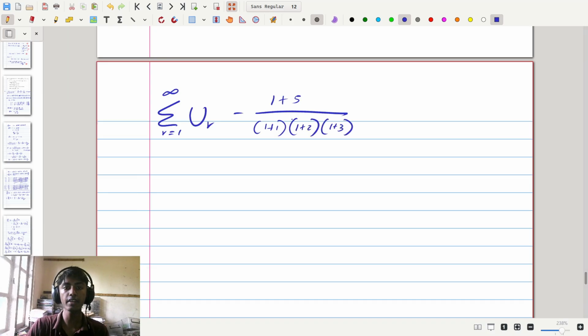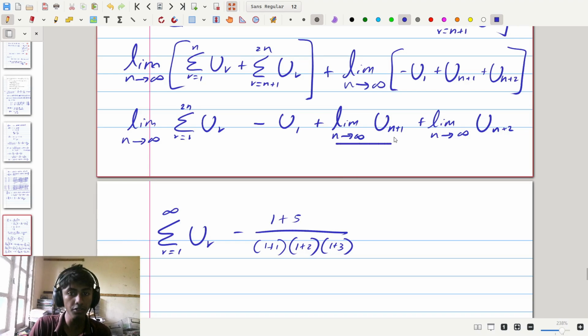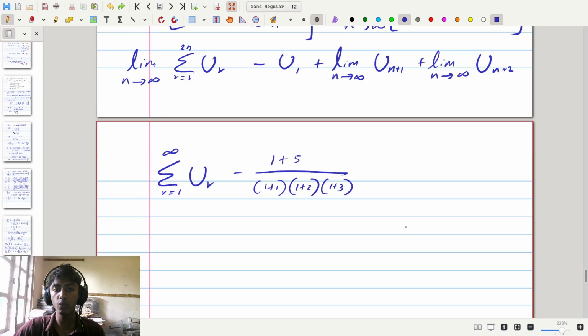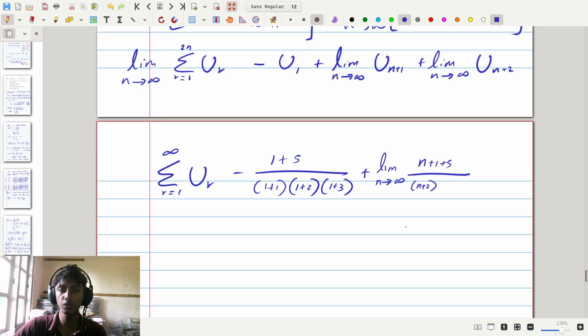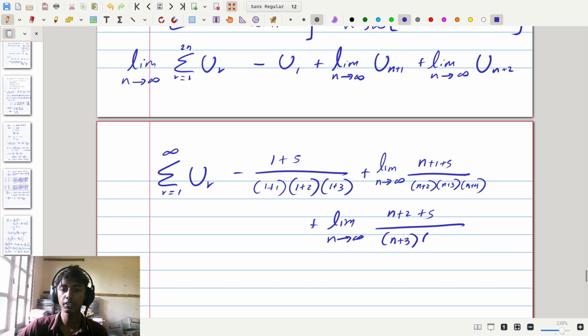Then we have the other terms, which are the limit as n approaches infinity of u of n plus 1. If you put n plus 1 in place of r, we're going to have n plus 1 plus 5 divided by n plus 2 times n plus 3 times n plus 4. And then for the last term, we're going to have plus the limit as n approaches infinity of n plus 2 plus 5 divided by n plus 3 times n plus 4 times n plus 5.